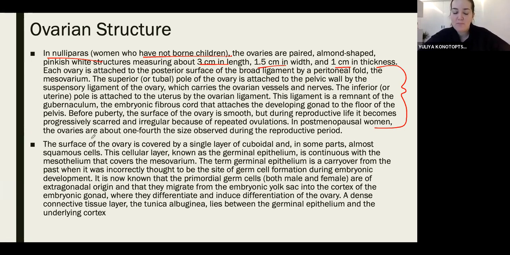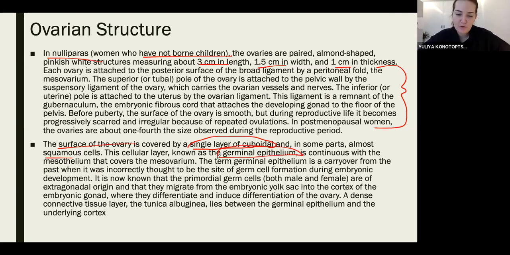Histologically, it's very important to remember that on the surface of the ovary, you will have a single layer of cuboidal epithelium. So the surface of the ovary is covered by simple cuboidal epithelium. Some parts squamous, sure, but the majority simple cuboidal. And this simple cuboidal epithelium is called germinal epithelium.